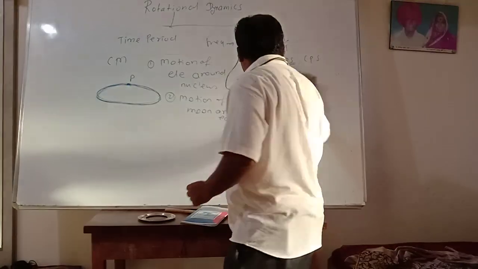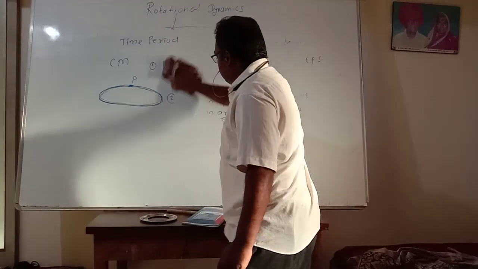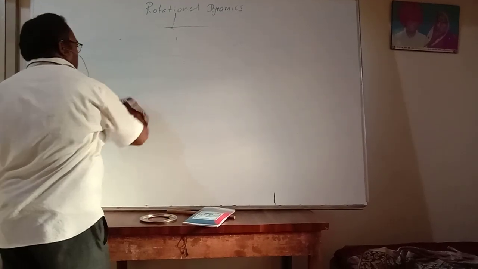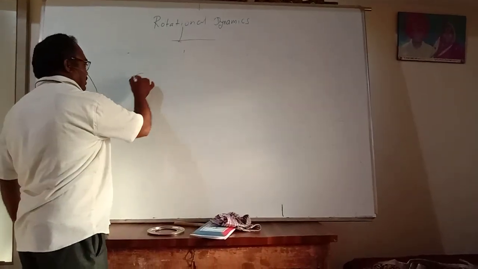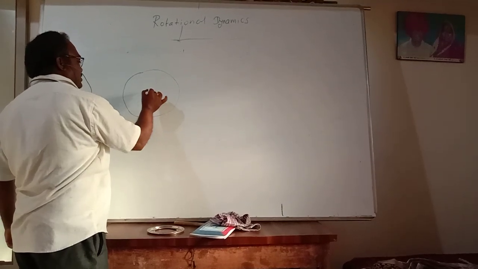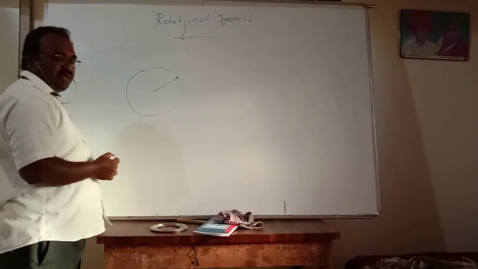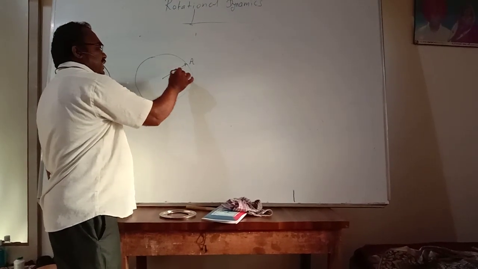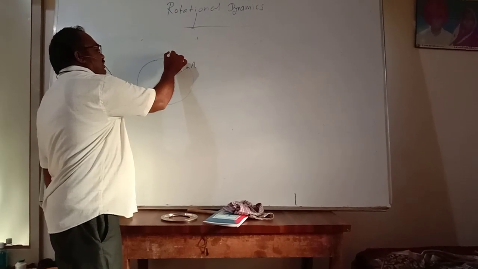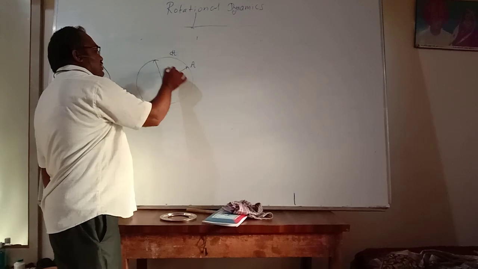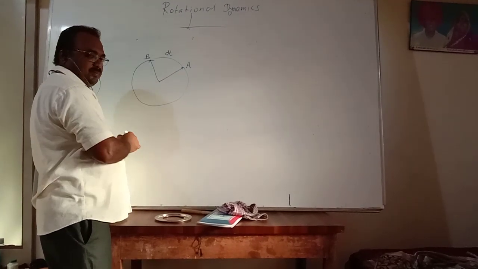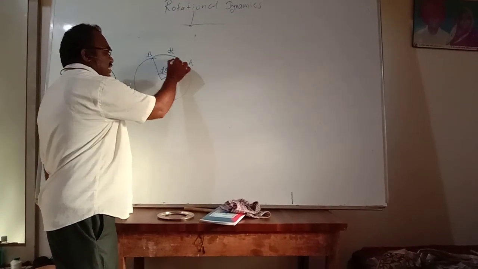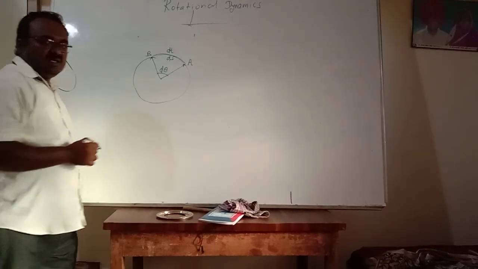Now we see another basic definition. This is the center, and this vector is called the radius vector. Initially the particle is at A, and in a small time dt, or you can say time t, the particle travels from A to the final position B and covers a small angle d theta. This is AB. It is the arc length.